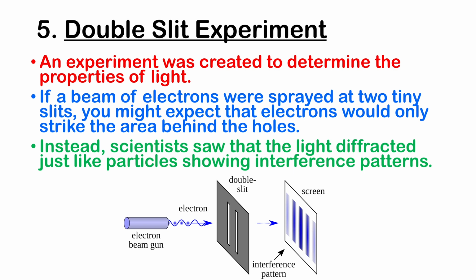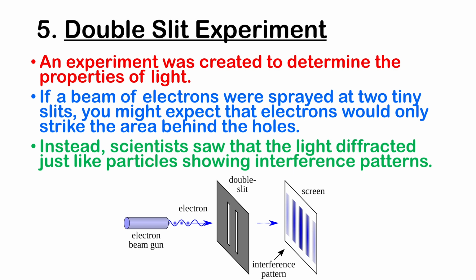So in the image below, you can see that they're using electrons. It works with light. If you had a laser pointer, this would work. If you had a piece of paper and two rectangular holes really close together, because a laser pointer has a very small beam, and you shine light at it, you would expect to see two holes come out on the other side of the wall. That's not what happens. You see many holes. And so the double slit experiment was an experiment to determine the properties of light.